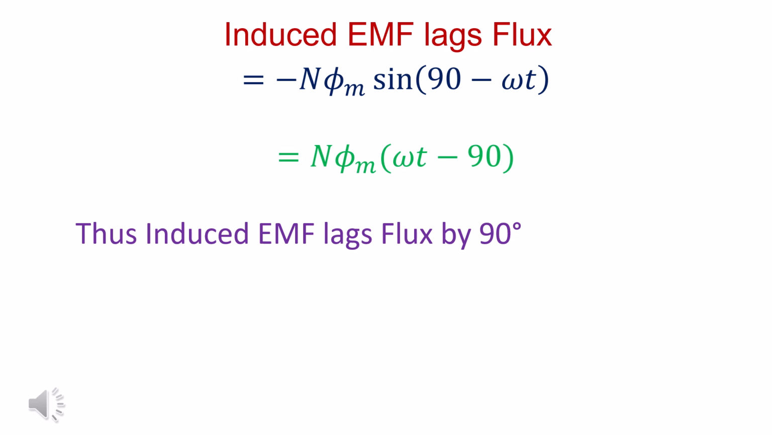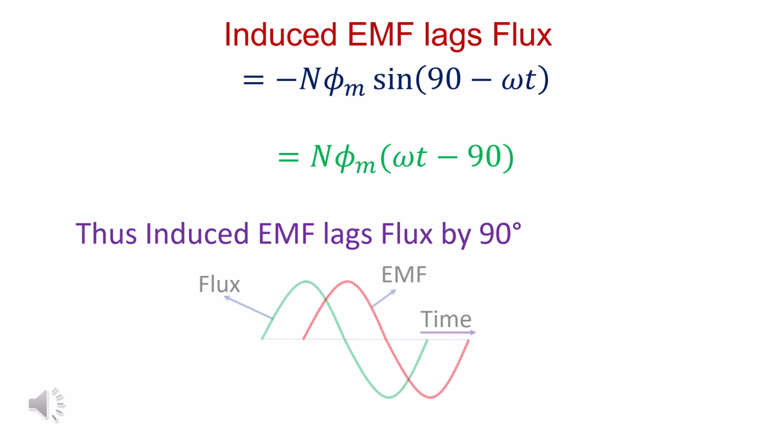Induced EMF is equal to minus N phi m omega sin(90 minus omega t), which is equal to N phi m omega sin(omega t minus 90). Thus, induced EMF lags flux by 90 degree.